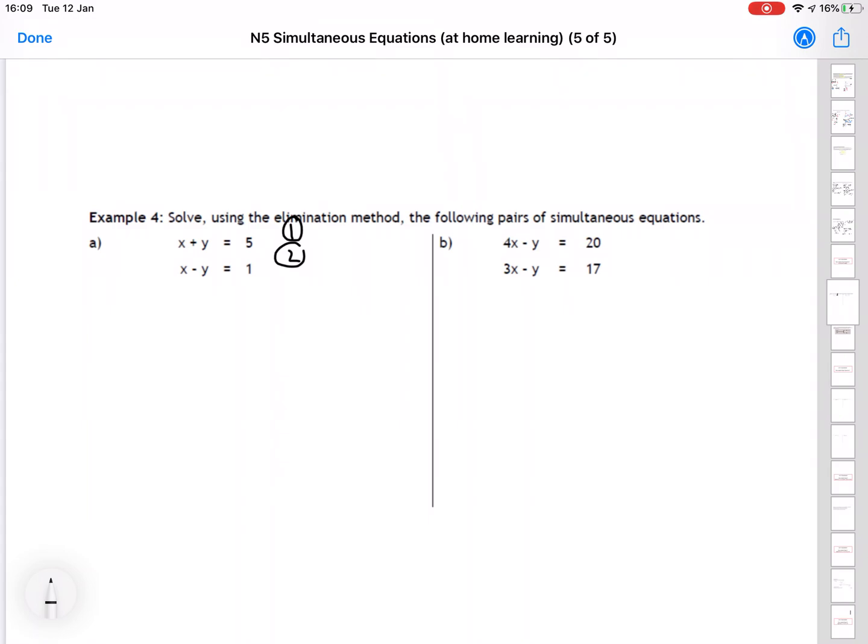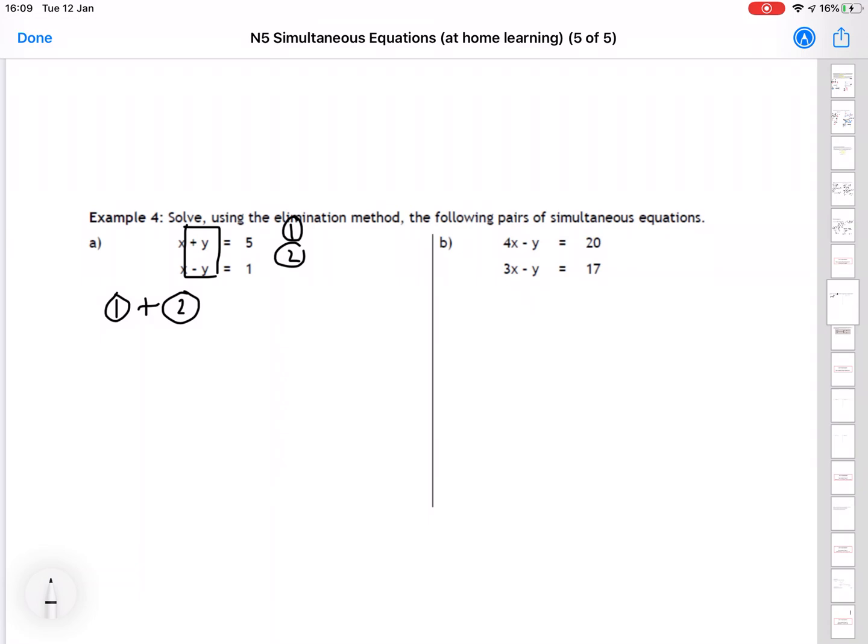For this example, I'm going to go ahead and do the y terms. So I'm just going to do a little box around my y terms like that. So I've got a plus y and a minus y. So I'm going to add these together. So I'm going to write underneath here what I'm actually doing. Equation 1 plus equation 2. Okay, if I add them together, plus y plus the minus y gives you 0. So that's why I'm adding, okay?